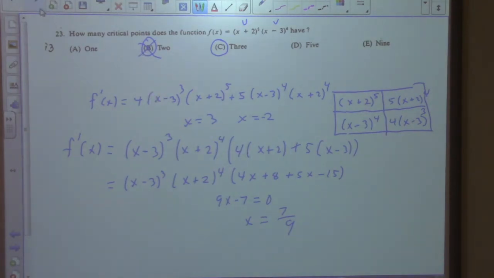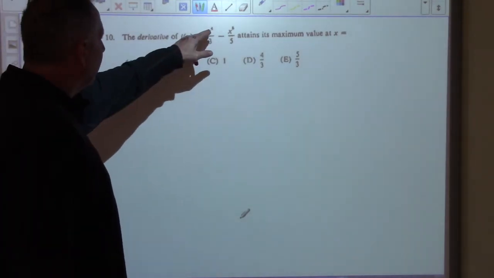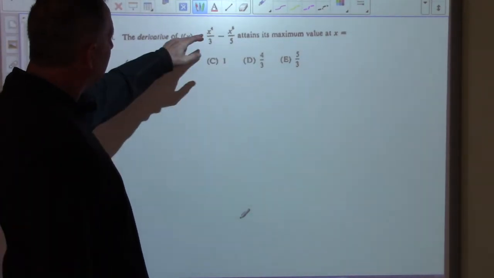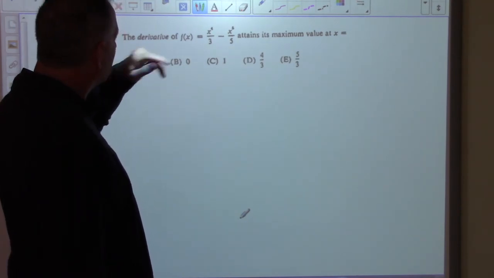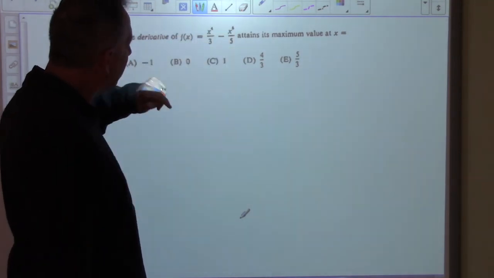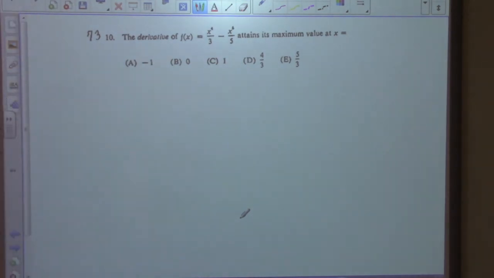Okay, let's go on to the next multiple choice problem here. The derivative of this function here attains its maximum value at x equals question mark. I want you to do that one. I think that's 4th and 5th, is that right? Mm-hmm. No. That's 4th and is that 5th? Does it look like that on your paper? Yeah, I think so. Okay. Pretty small.